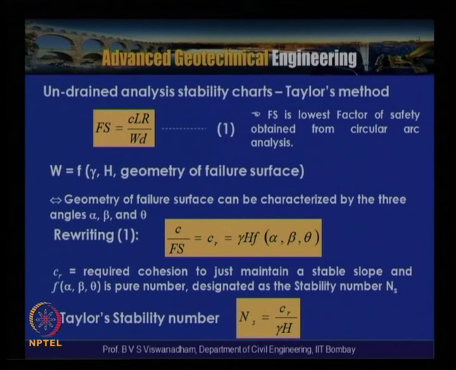So here, with reference to the angles alpha, beta, theta, what has been done is that the weight portion, which is considered as a function of gamma, H, and geometry of the failure surface, is considered in the form here, as a, to represent the geometry of the failure surface.